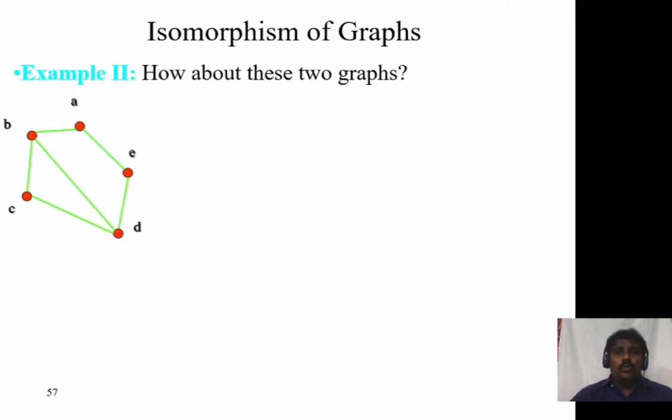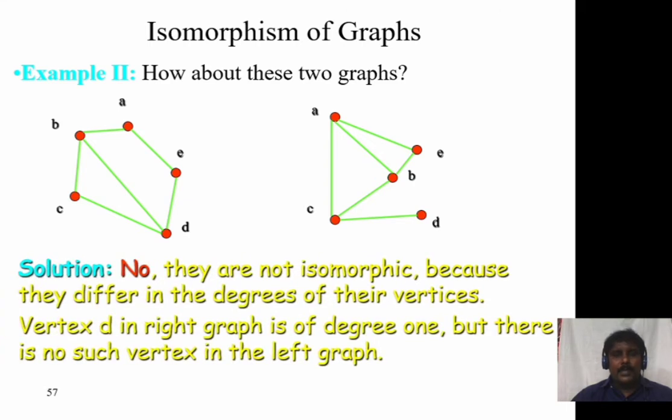What about these two graphs? They are not isomorphic. How can we say that? First, we check whether the number of vertices is equal. This graph has vertices 1, 2, 3, 4, 5, and the other graph also has 1, 2, 3, 4, 5. So the first condition is satisfied. Now the second condition: edges 1, 2, 3, 4, 5, 6. It has 6 edges, so the other must also have 6 edges. 1, 2, 3, 4, 5, 6. Yes, the second condition is also satisfied.